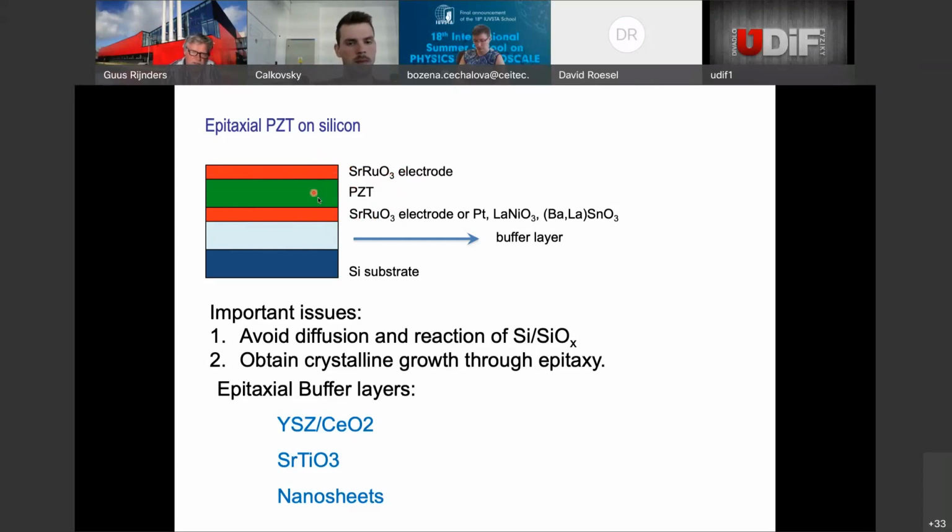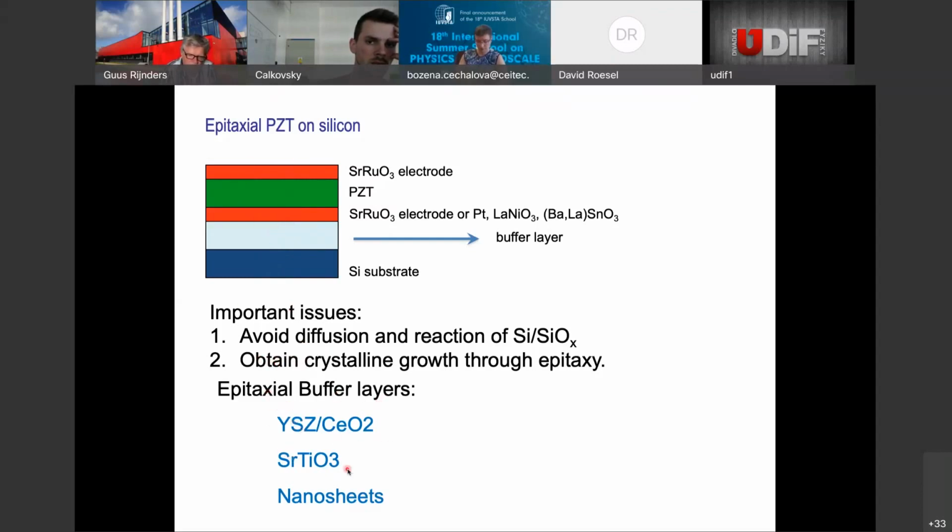And you can get epitaxial growth of strontium ruthenate, lead zirconium titanate, and strontium ruthenate. But this is very easily done on an oxide single crystal, but it's not so easy to do it on silicon. So you need a buffer layer there. And this buffer layer should avoid any diffusion and reaction of the silicon or the silicon oxide with the layer that you put on top, but you should also have crystalline growth through epitaxy. So we have to use the crystalline quality and the orientation of the silicon substrate, then deposit the buffer layer, and then get to the oxide growth there.